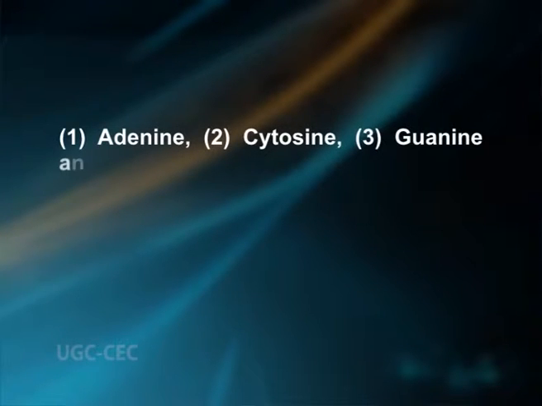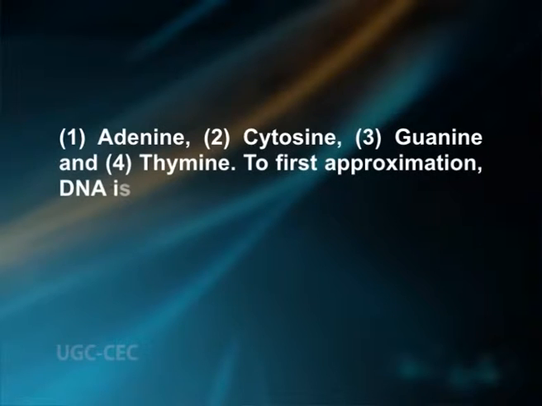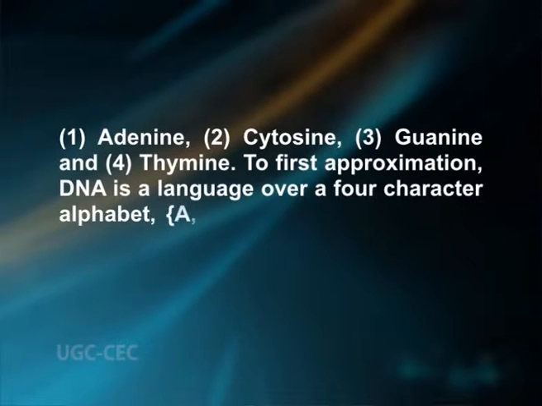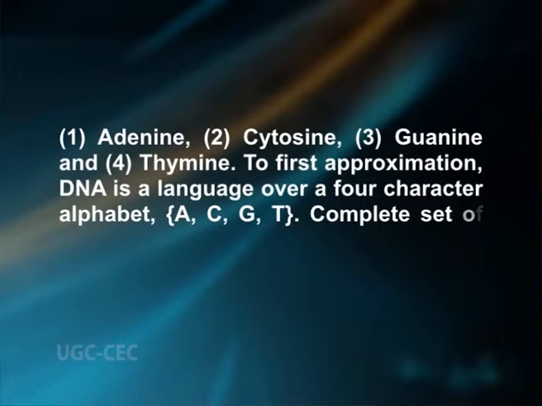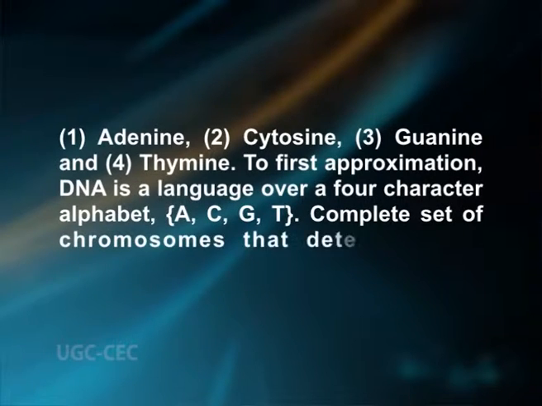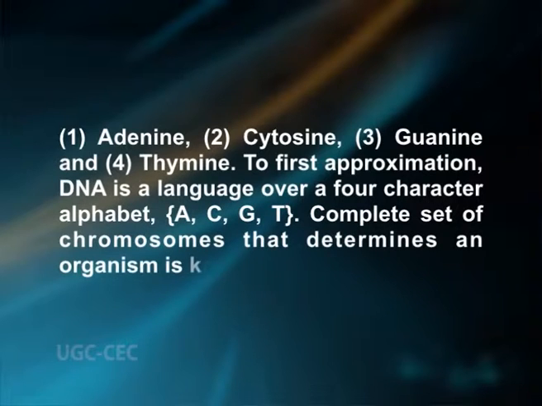Our genetic identity is encoded in long molecules made up of 4 basic units: the nucleic acids, adenine, cytosine, guanine, and thymine. To first approximation, DNA is a language over a 4-character alphabet A, C, G, T. The complete set of chromosomes that determines an organism is known as its genome.